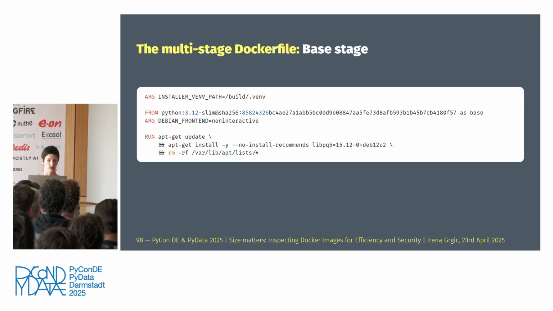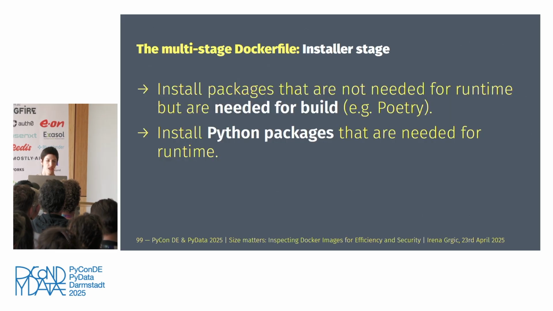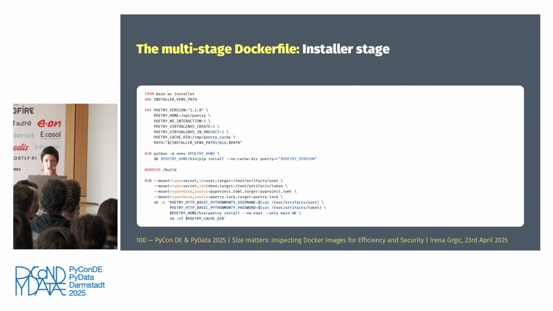So this is how the base stage looks. You've seen this already multiple times, just installing this one Linux package that we need. The next stage will be the installer stage, where we are installing packages that are needed for the build but not needed for runtime. In our case, this is poetry. And we will also, strangely enough, install Python packages that are needed for runtime. We will see why.